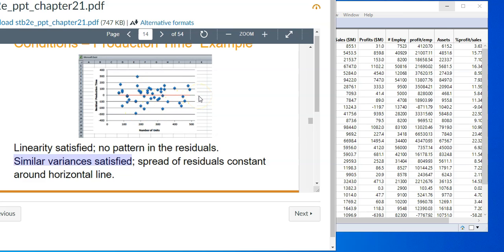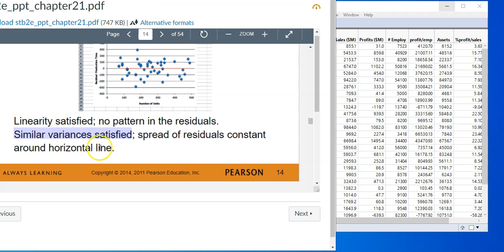One of the signs is that the graph looks like a rectangle or a circle. But how do I know if it's not similar variances? It might look like a triangle. On one side they're all close to this zero line, on the other side they are very far from the line. So it looks like a triangle. That would be a case with non-similar variances, and also with a pattern.